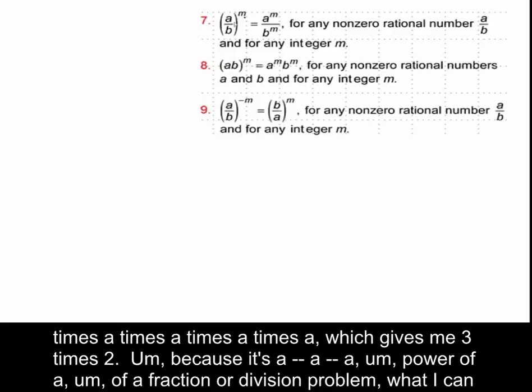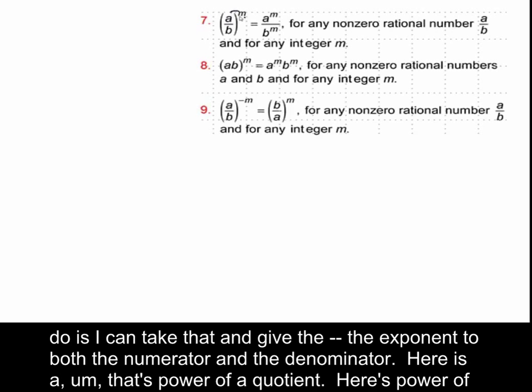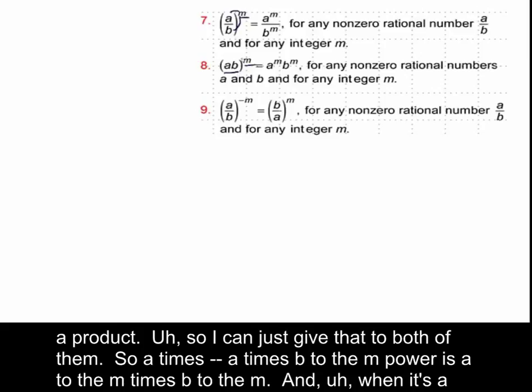Because it's a power of a fraction or a division problem, what I can do is give the exponent to both the numerator and the denominator. Here is that power of a quotient. Here's power of a product. So I can just give that to both of them. So a times b to the n power is a to the n times b to the n.